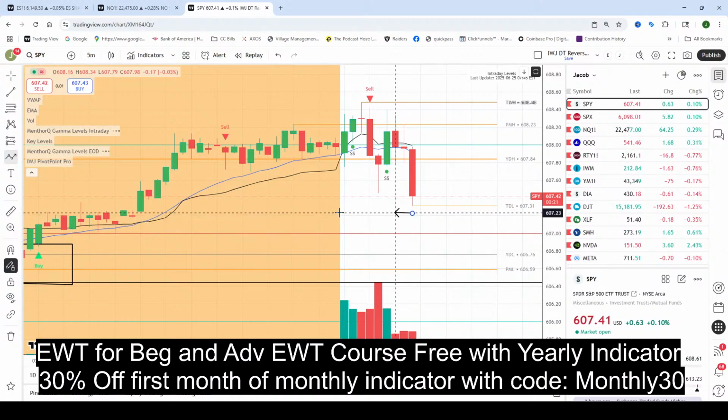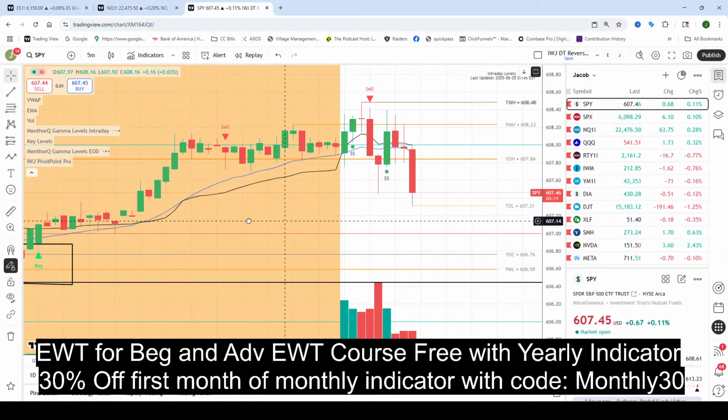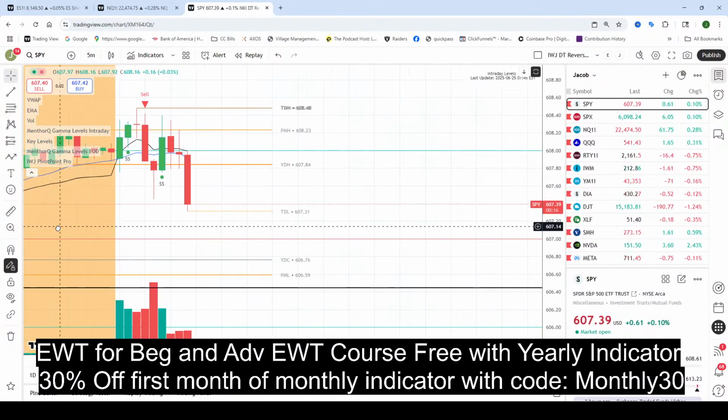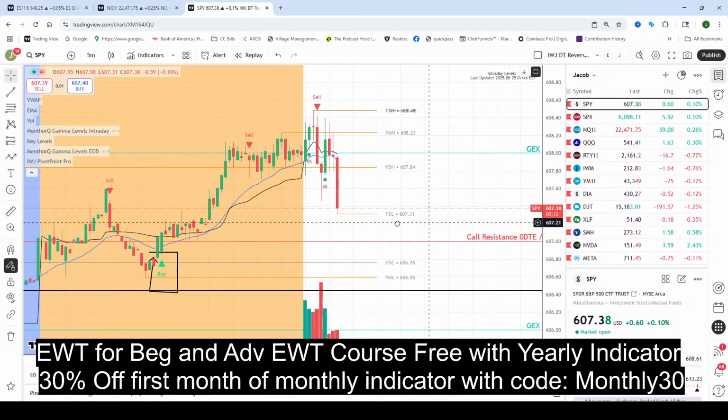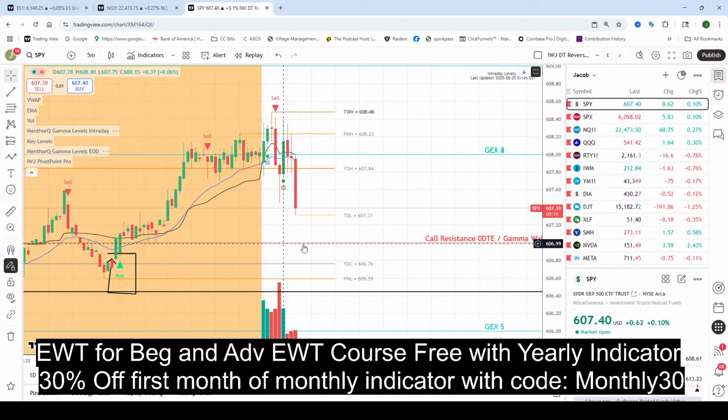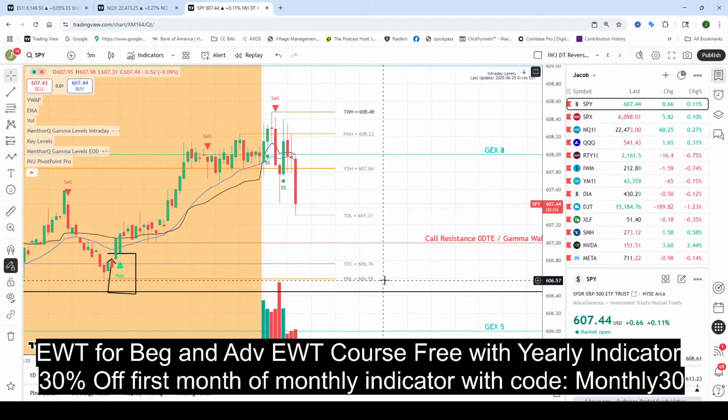So if you move over, come on, move over. Well, they have it stretched way out. There's our call wall at 607. So 607's got a whole bunch of support, but the low spiked down here at 606.59. So coming down to test those would not be surprising at all.